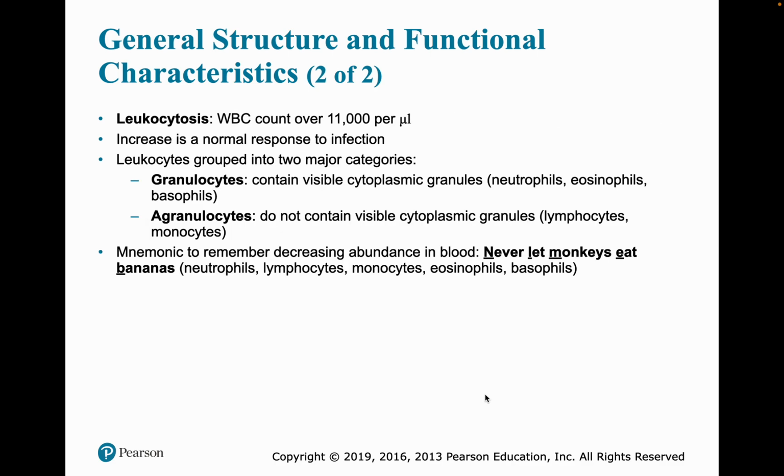So leukocytosis is a white blood cell count over 11,000 per microliter. That could be the normal response to an infection, but leukocytes are grouped into two categories, granulocytes and agranulocytes, based on whether they have cytoplasmic granules or not. A good mnemonic to remember the decreasing abundance in blood is "never let monkeys eat bananas." So neutrophils, most abundant. Lymphocytes next. Monocytes, eosinophils, and then basophils are quite rare.